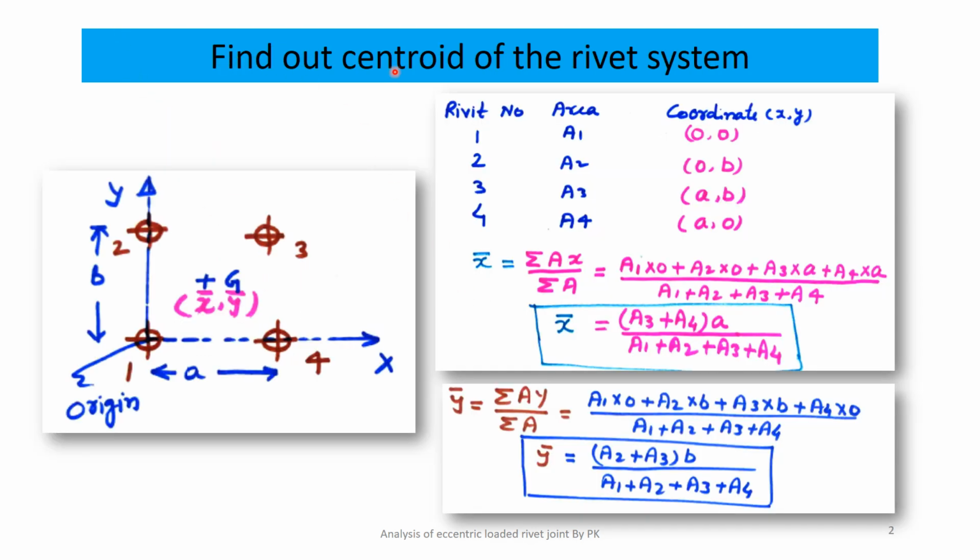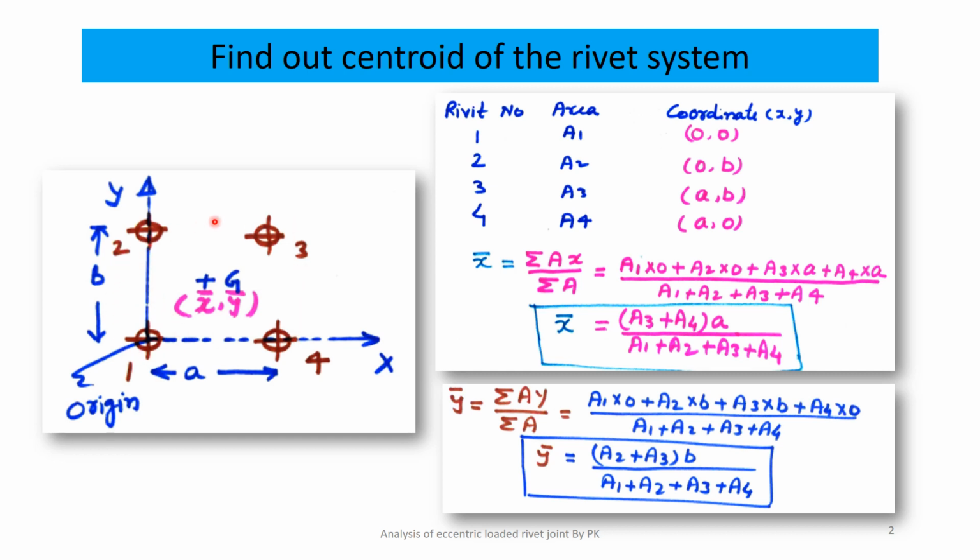First of all, we find the centroid of the rivet system. There are two terms, one is called the centroid and another is called the center of gravity, CG. CG is normally defined as where the whole mass of the rivet system is acting, and centroid is normally defined as where the whole area of the rivet system is acting. Here, because we are dealing with the area of these rivets, we call it a centroid. So first of all, let us find how to find the centroid of the rivet system.